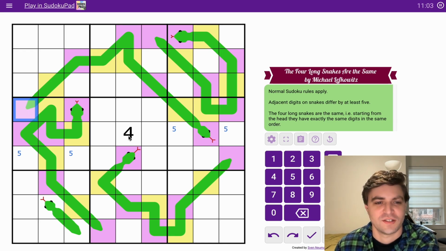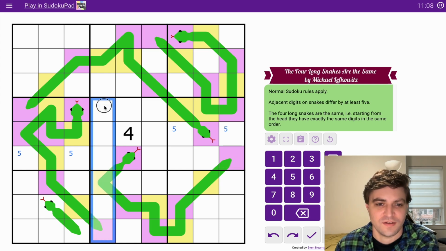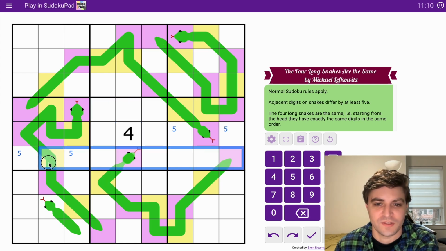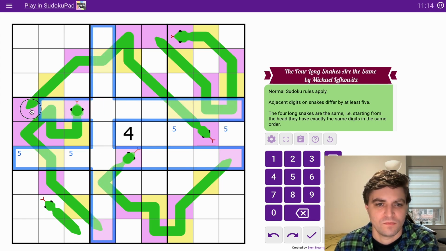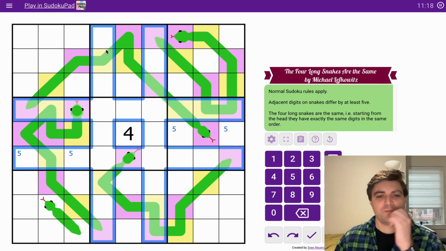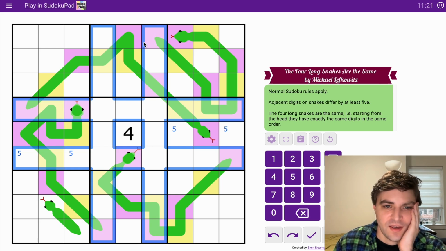It's interesting how the 4 touches none of the tails of the snakes. The tails of the snakes are here, here, here, and here, all of which very nicely surround this 4. Which makes me think that 4 would not be a bad... Yeah, no, it needs to be 4, doesn't it?